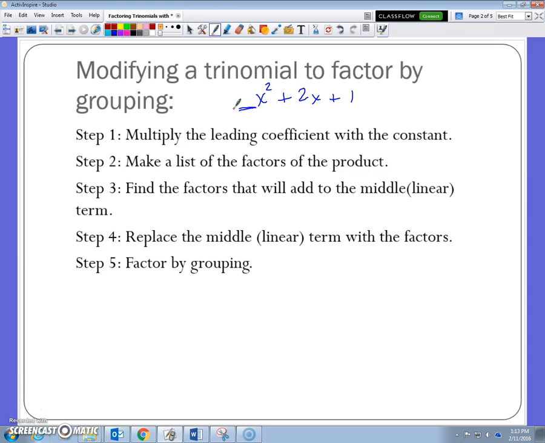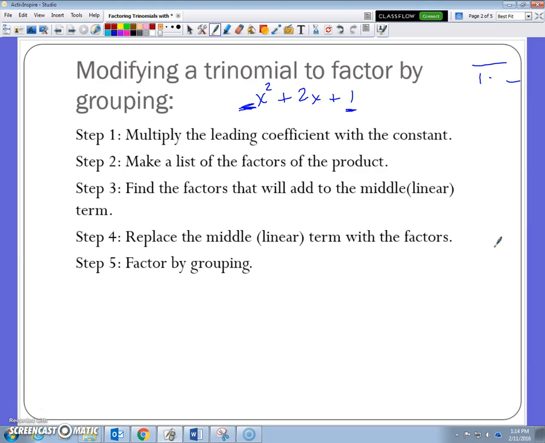And then, I guess first what we're going to do is we're going to have to multiply the first term with the last term. So I'm going to multiply these numbers together. Okay, and I'm just going to write that number up here. And what I'm going to do, similarly to when we were first factoring trinomials, I'm going to list all the factors. So, 1 times whatever, and all these different factors.